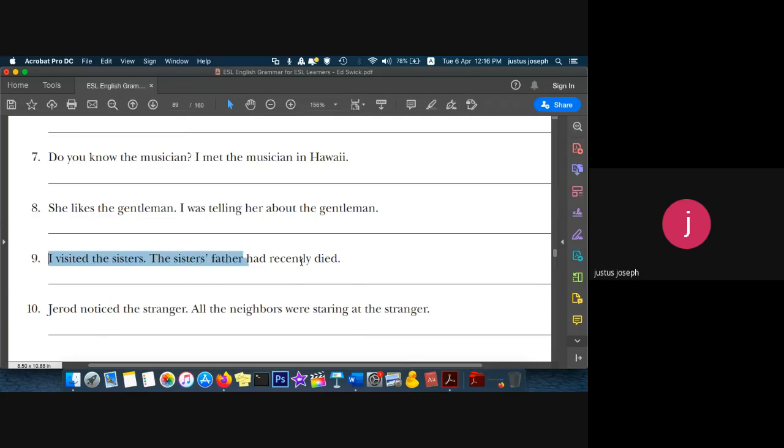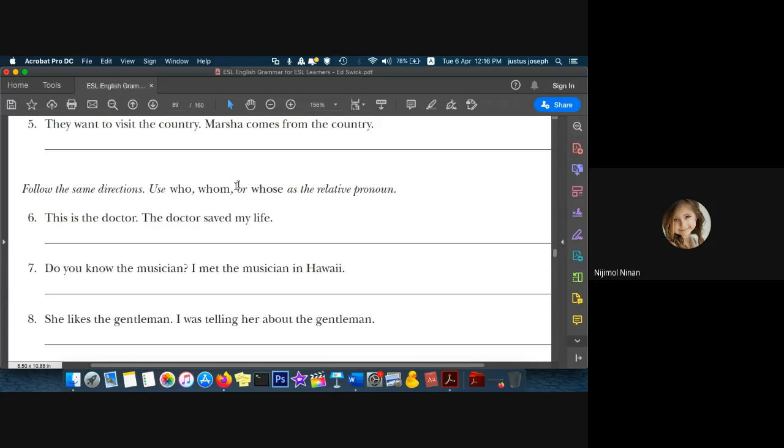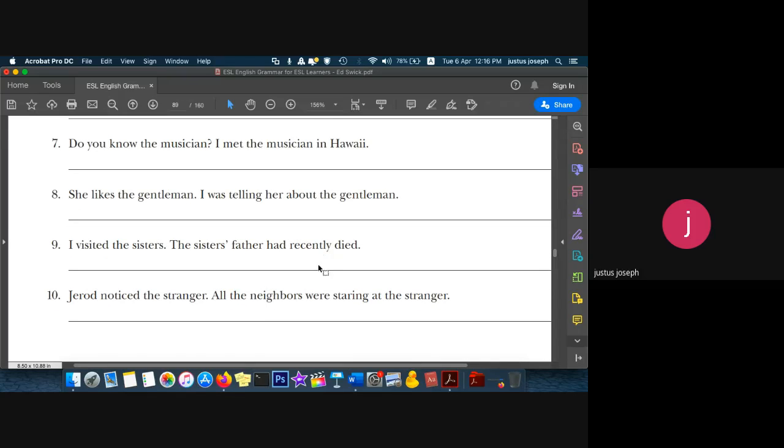I visited the sisters. The sisters' father had recently died. I visited the sisters whose father had recently died.